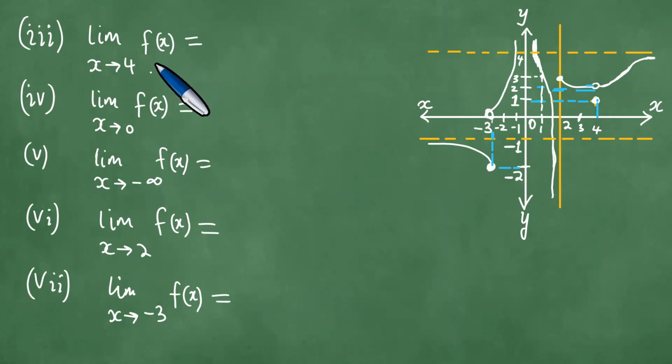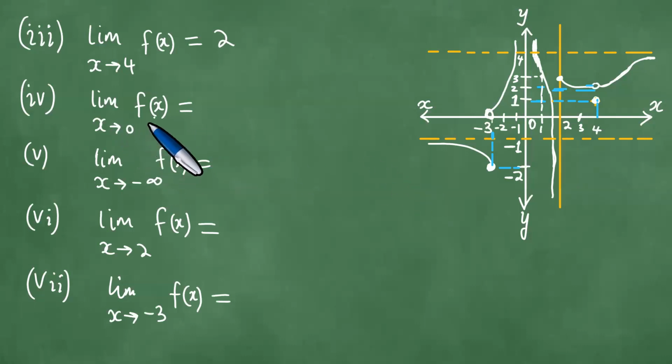Right, the limit of f of x as x approaches 4. When x approaches 4 from the right, the function approaches 2. But when you approach 4 from the left, the function approaches 2. So it is 2 here.